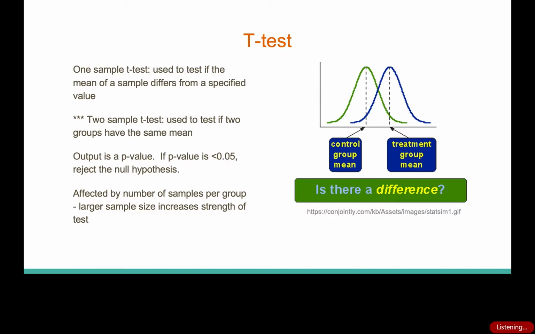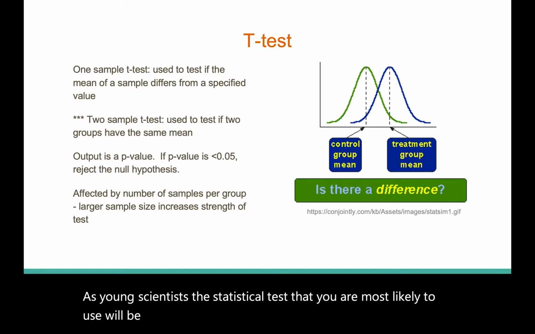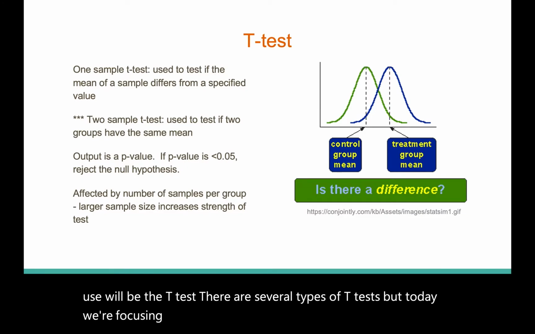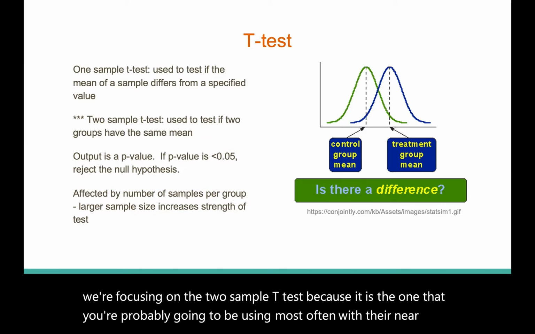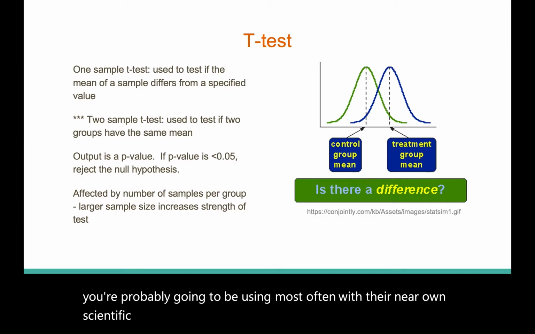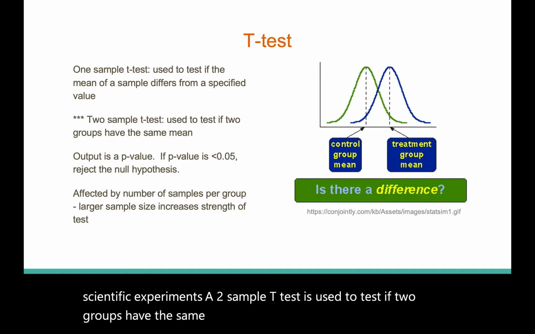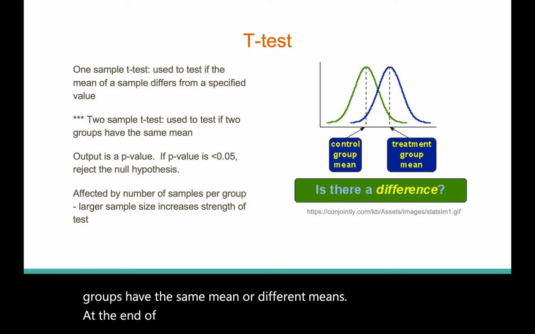As young scientists, the statistical test that you are most likely to use will be the t-test. There are several types of t-tests, but today we're focusing on the two-sample t-test, because it is the one that you're probably going to be using most often within your own scientific experiments. A two-sample t-test is used to test if two groups have the same mean or different means. At the end of the t-test, you'll be given that p-value that we talked about previously.